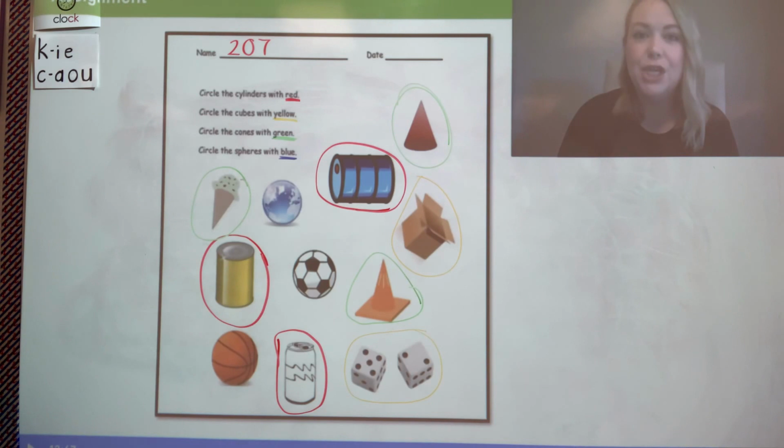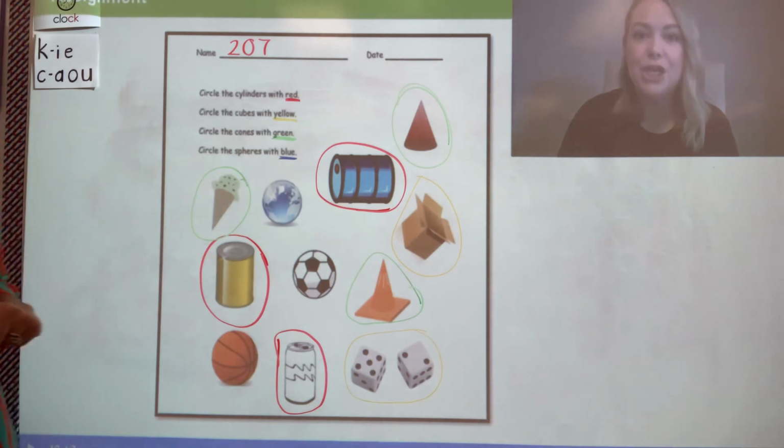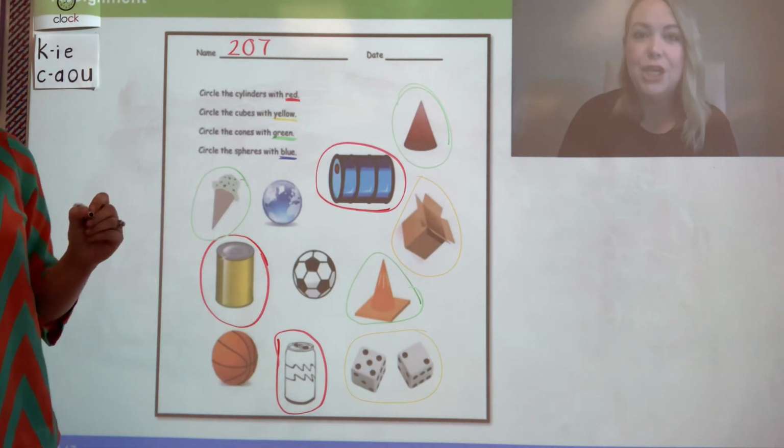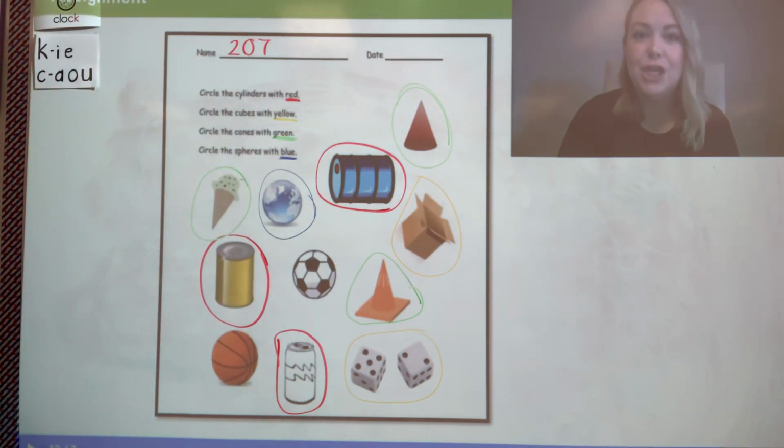Very good. Now, last but not least, pick up your blue crayon and circle the spheres. Circle all the spheres with your blue. Okay, tell me a sphere I can circle. The earth or the globe. Excellent. I can circle that with my blue. What's another sphere I can circle?